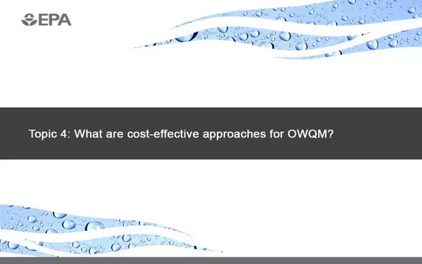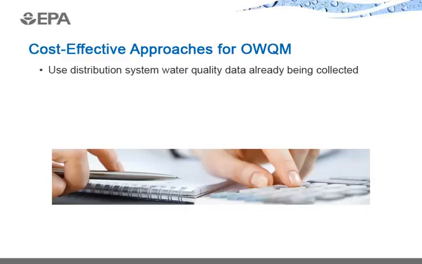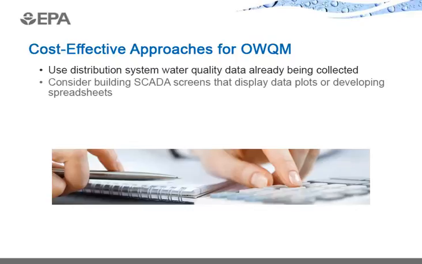The last topic we'll cover is cost-effective approaches for OWQM. Utilities can take a number of simple, relatively inexpensive steps to develop the foundation for OWQM, such as use distribution system water quality data already being collected, such as chlorine residual concentrations at utility-owned facilities. Consider building SCADA screens that display data plots or developing spreadsheets for data review and analysis. Establish setpoint values that automatically generate alerts when water quality anomalies are detected.